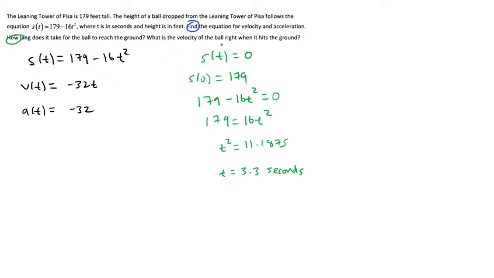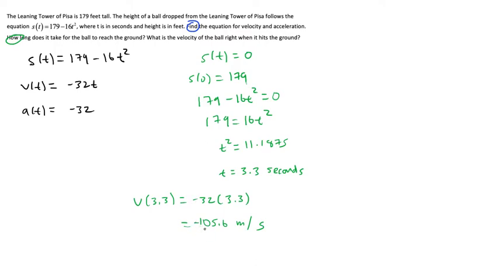What is the velocity of the ball right when it hits the ground? Well, that's just the v equation. We know the time, so at 3.3 seconds, the velocity v of 3.3 is about negative 32 times 3.3. So 32 times 3.3 gives us approximately 105.6 feet per second. It should be negative. Very important. Why is it negative?